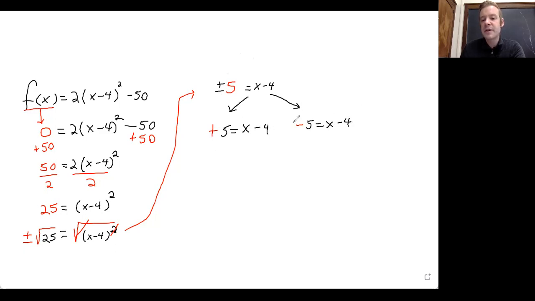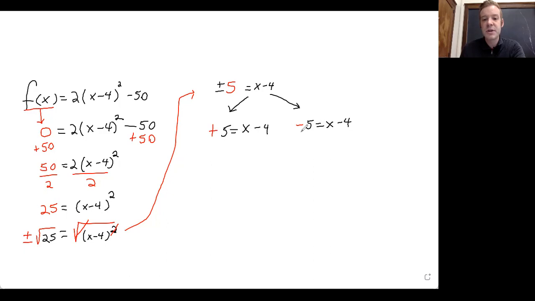So now I have 2 very simple equations, but the key here is that when we have that plus and minus sign on top of each other, that means we're going to split into 2 equations, one with just the plus and one with just the minus. Both of them still have the 5, both of them still have the x minus 4, but the plus minus sign gets split into one positive sign and one negative sign.